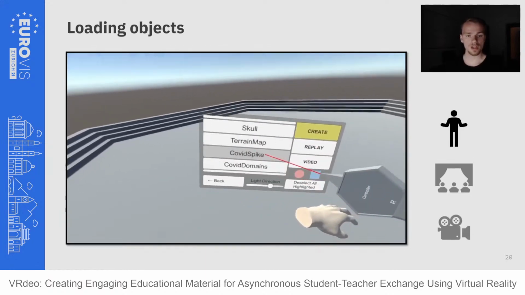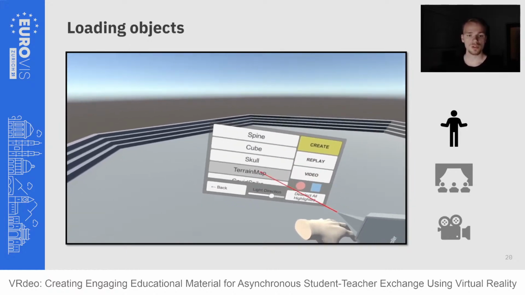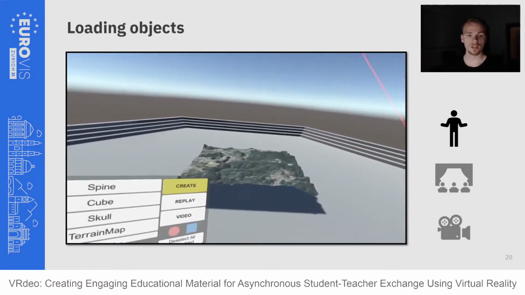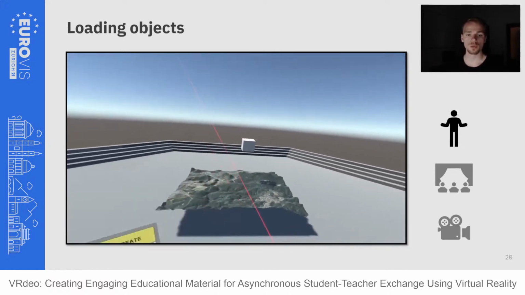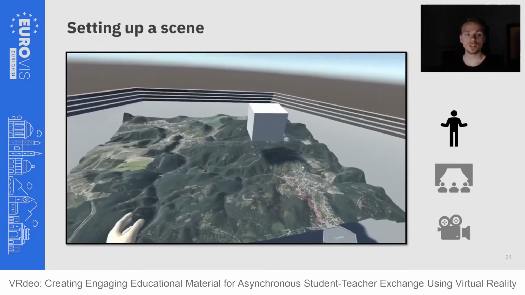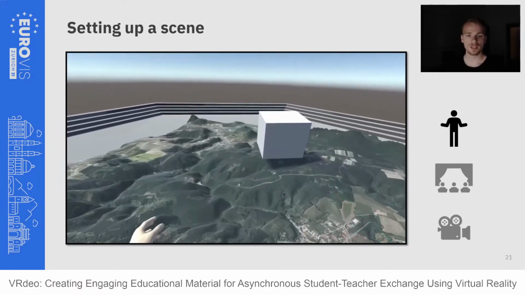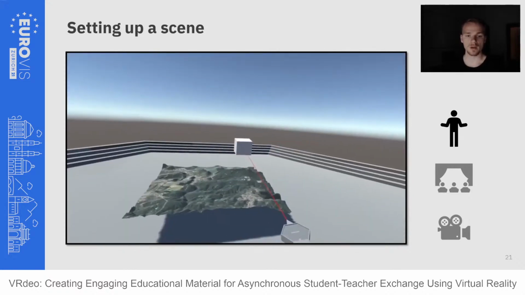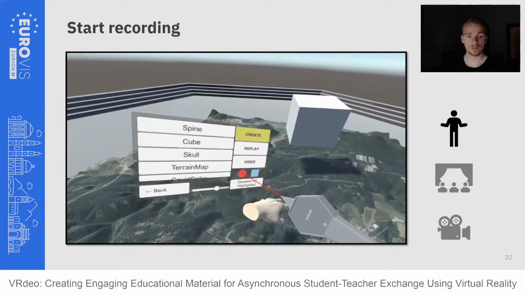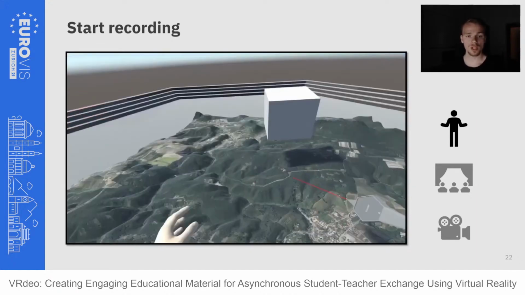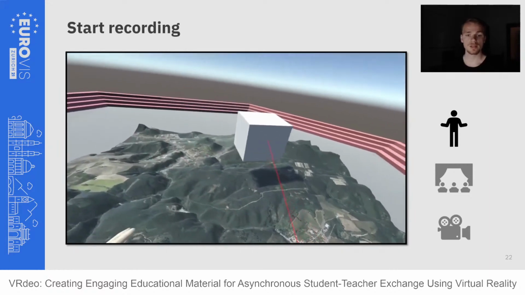Okay, the next interaction that is available in the creative mode is loading objects. The user can click on any object and it gets imported. You can even import multiple objects. The narrator can also set up the scene by manipulating the objects, rotating them, scaling them, and moving them around. When he's happy with the position of the objects, he can start recording by clicking the red button in the hand menu.